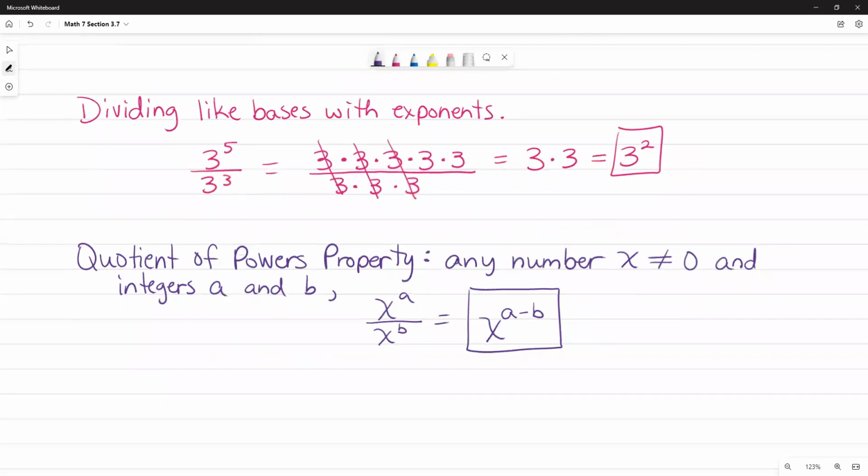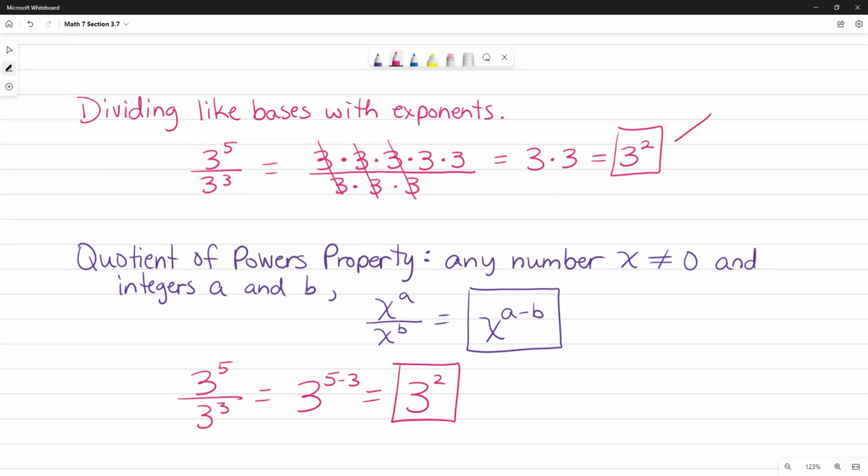So let's look at the example from before. If we have 3 to the power of 5 divided by 3 to the power of 3, that equals the base number 3 raised to the power of 5 minus 3. What's 5 minus 3? 2, right? Which matches our answer up here. So we don't have to use the expanded form. We can just use the quotient of powers property, and that gives us the method for simplifying exponential expressions where you have a base number divided.